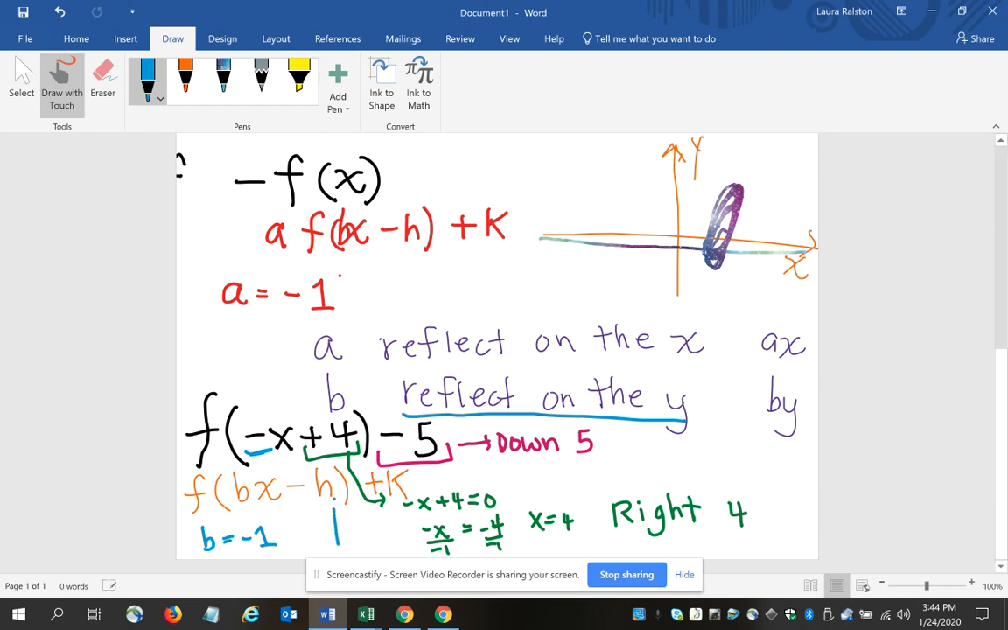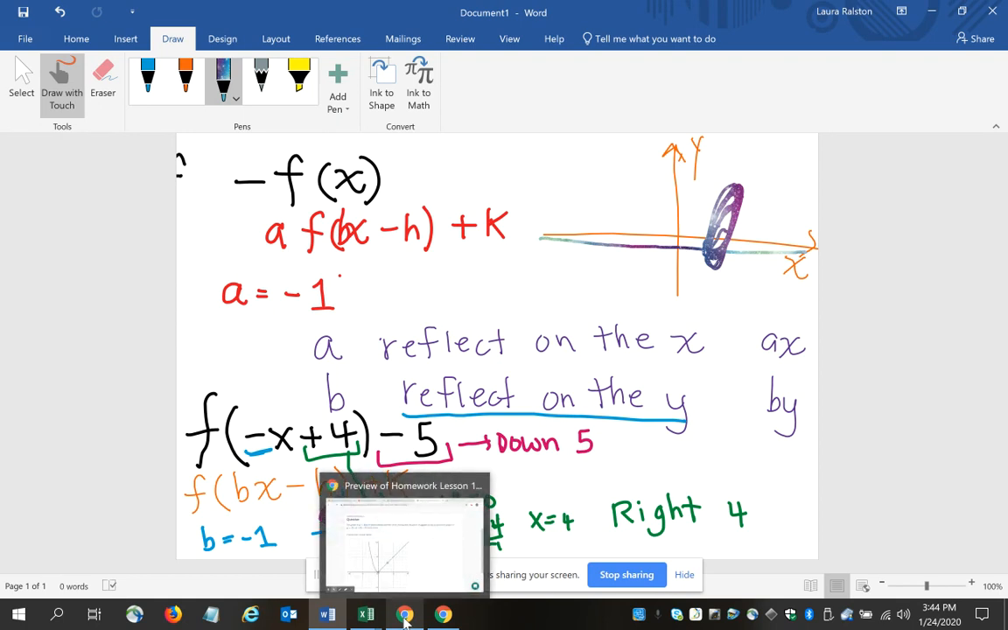And again, when you're thinking about what that means in terms of the x and y, that actually means, if you think about it, that you're going to be rotating around the y-axis. So that one's like a merry-go-round. You're going round and round on the y-axis. So I've got to go down 5, right 4, and reflect it on the y-axis.